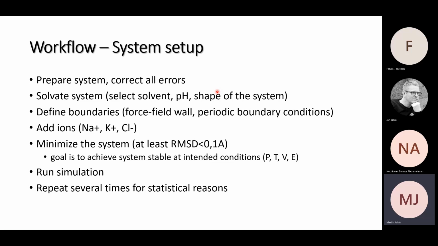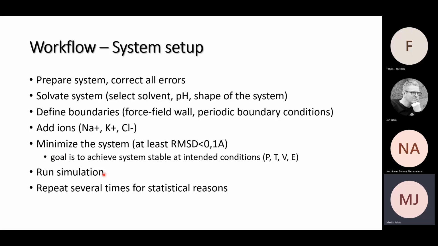Then you define what type of boundaries you want to use. It's usually periodic boundaries. You need to add ions. This is done either to neutralize if you have a lot of non-neutral amino acids, or you can use it to set the osmotic pressure, usually to 0.15 moles per liter. And then you go through the minimization and all the steps of equilibration, and at the end you run the simulation.